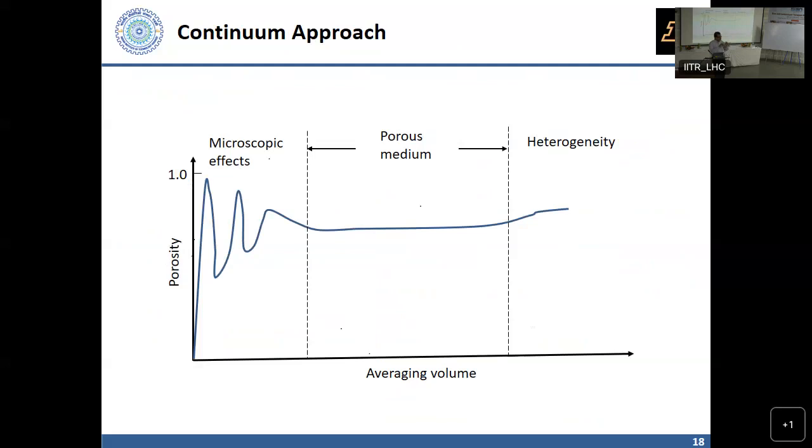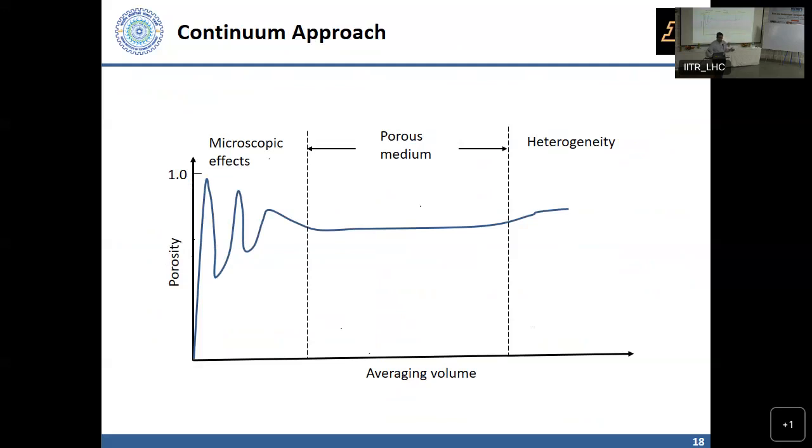If I increase the volume a little bit, now I'm going to collect some void spaces and some pores, so I'll get some other value. And as I keep increasing the volume over which I'm making my porosity estimate, it will fluctuate at very small volumes, but essentially I'll get a value which remains reasonably unchanged as I keep increasing the volume over which I'm making this porosity estimate. So that is typically what we report as the porosity of that material.